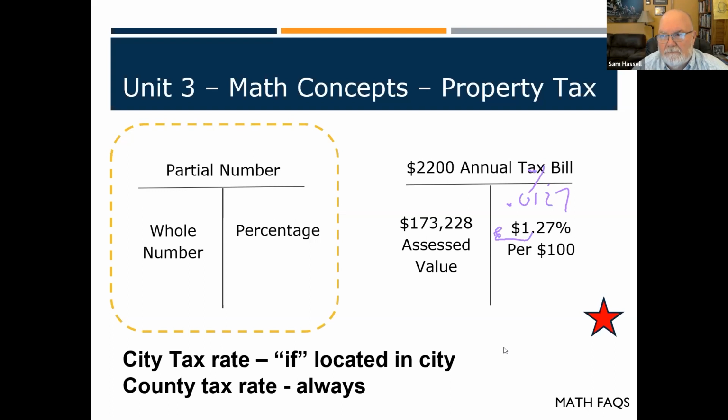Did you do it? Did you get it? Right? Take that 173,228 and multiply it by 0.0127 and see if you don't come up with 2199.99, which is 2,200. Does that work? Probably. Right? Same thing if we divided this. If we divided this, it's going to come out to this one. All right? That's how it works.